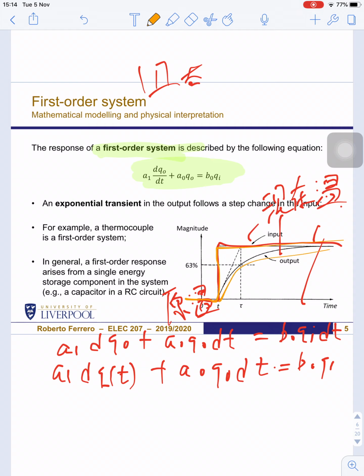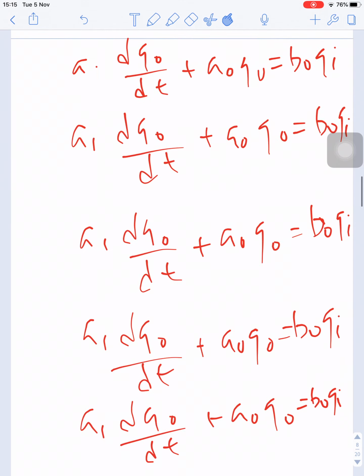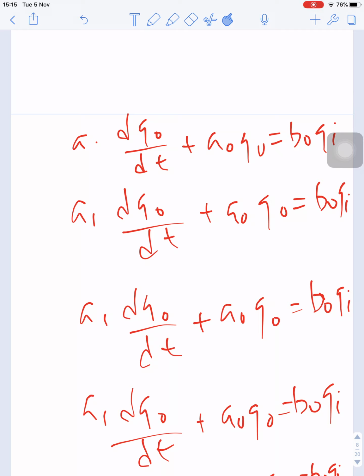In general, the first order response arises from a single energy storage component in the system. For example, an RC circuit has only one energy storage component, which is the capacitance, so you will have a first order system: A1 times the first derivative of Q naught, plus A0 times Q naught, is equal to B0 times QI.